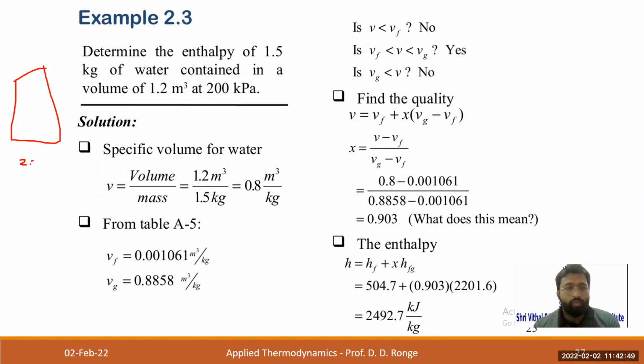So 200 kilopascal is nothing but 2 bar. 100 kilopascal is 1 bar. 200 kilopascal is equivalent to 2 bar. Okay. So first step here, they have calculated the specific volume, which comes out to be 0.8.